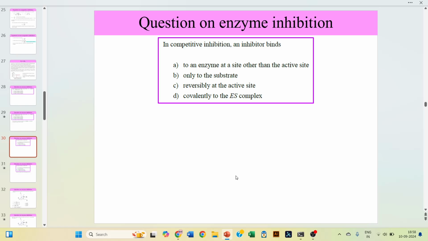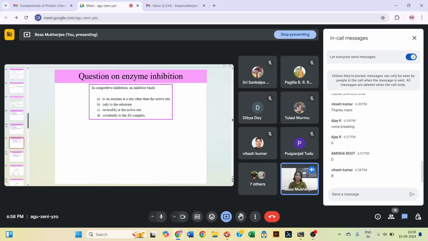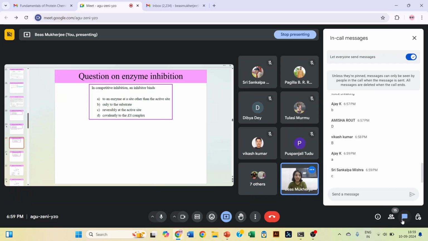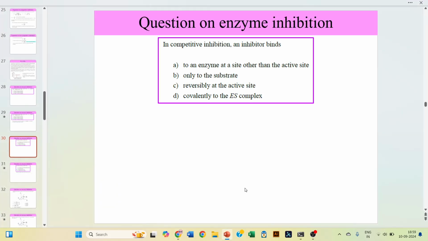Now question on enzyme inhibitor and this is a competitive inhibition. So in competitive inhibition, an inhibitor binds to an enzyme at the other site compared to the active site, only to the substrate reversibly at the active site, covalently to the enzyme substrate complex. Tell me. Yes, very good. So you guys have actually understood this. Very good. Yes, you all are correct. It is C.